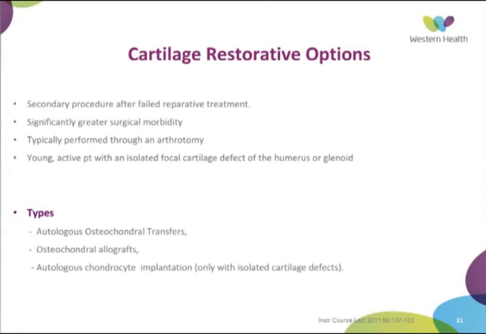Three different types have been described. We have the autologous osteochondral transfers. You can do an osteochondral allograft, as well as the autologous chondrocyte implantation. The last one is only used if there is only a cartilage defect, and if there are bony defects, it's not going to be useful.